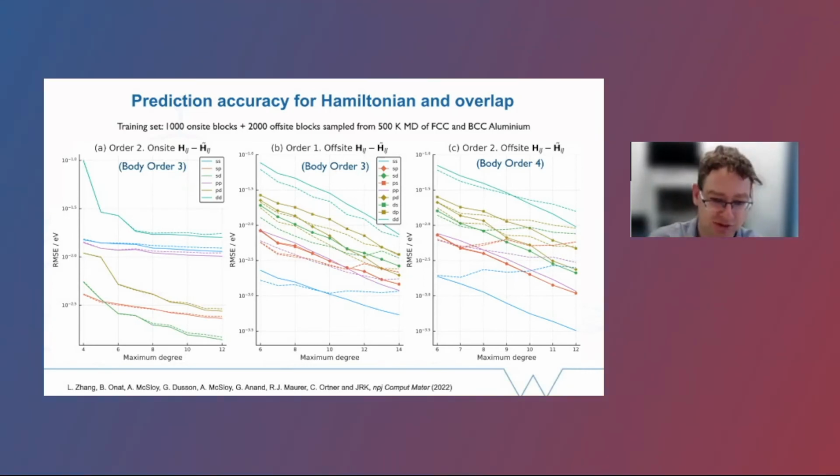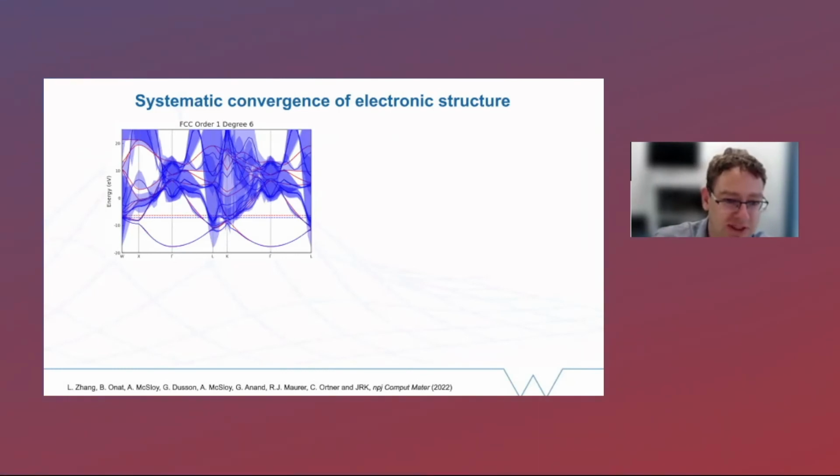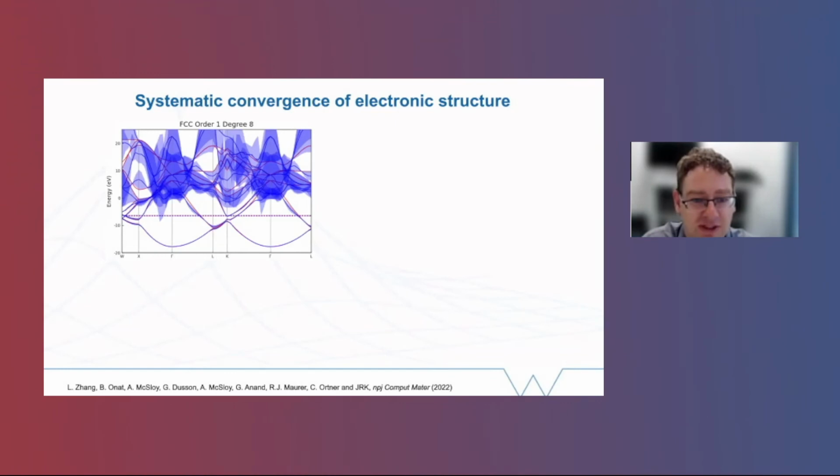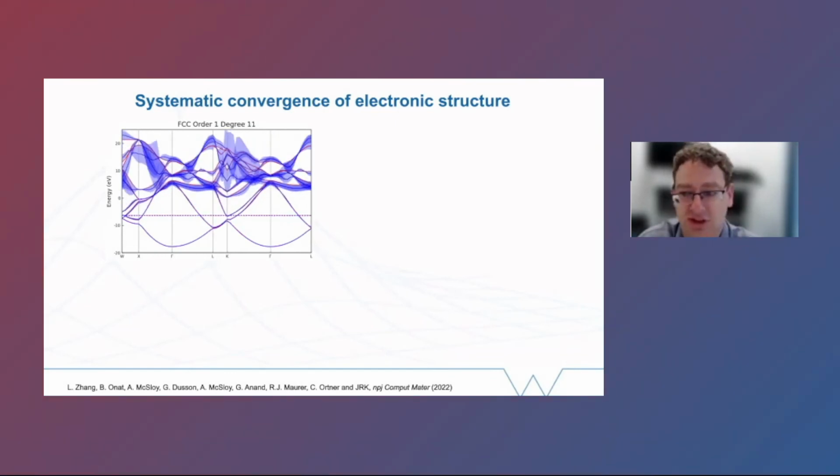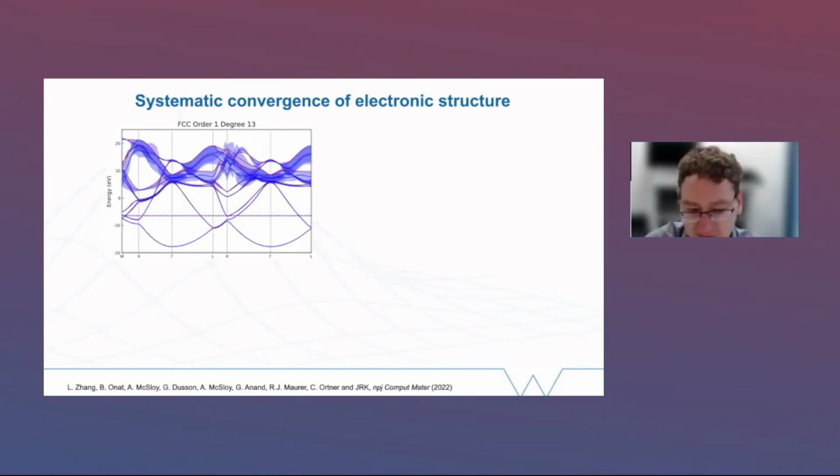We tried this out on aluminium. We can see that as we increase the size of our basis set, we can get systematic convergence of the electronic structure. So this is the band structure predicted without having to do the DFT calculation. We do still have to do a diagonalization, so it still costs, we still have to diagonalize the matrix, it's still cubic scaling, but we skip the SCF and many other parts of the DFT calculation.